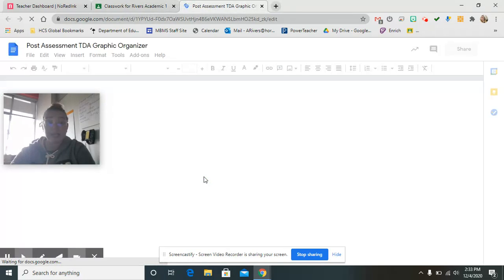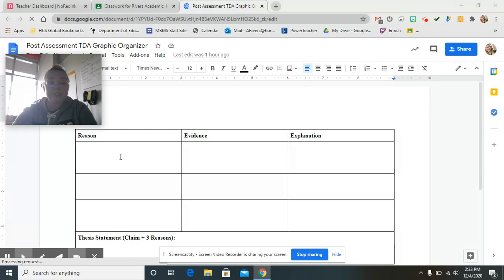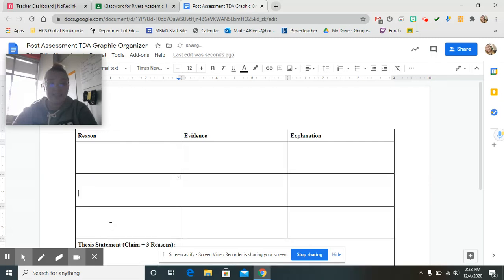This is what it looks like. It'll look kind of familiar to you. You should be kind of comfortable with it. You'll see it is a chart that says reason, evidence, and explanation. In this box, you will put your reason 1. In this box, you will put your reason 2. In this box, you will put your reason 3. In the evidence box in this first row that is highlighted blue, you will put your evidence that supports reason 1, and then you will have an explanation that supports how your evidence connects to reason 1.